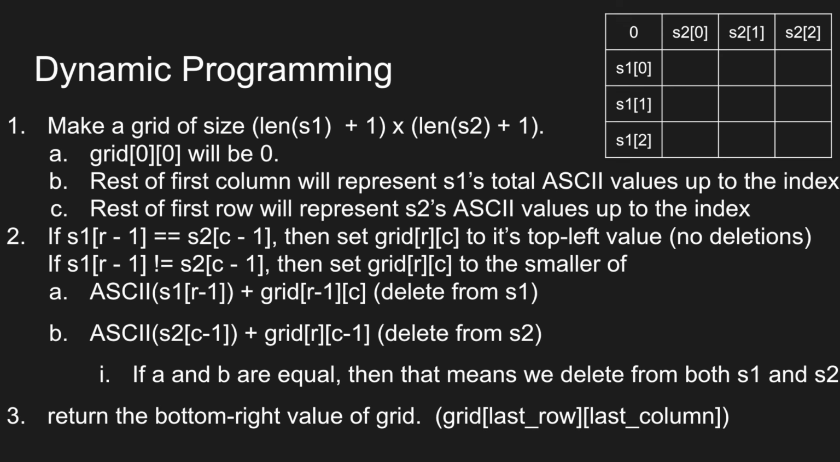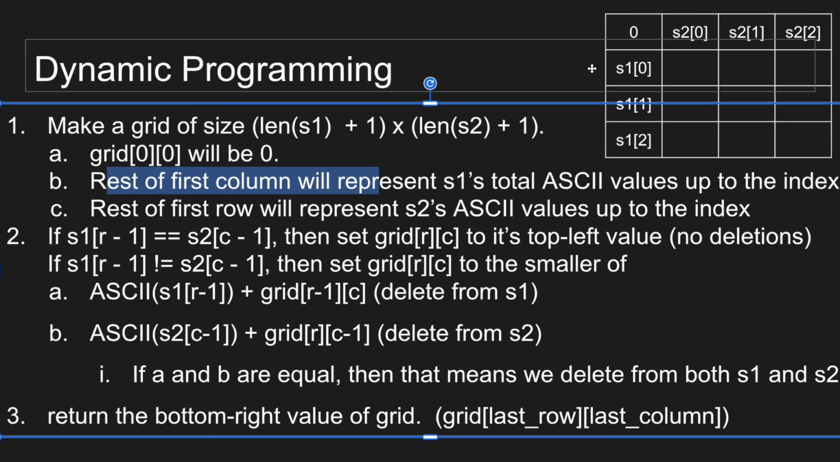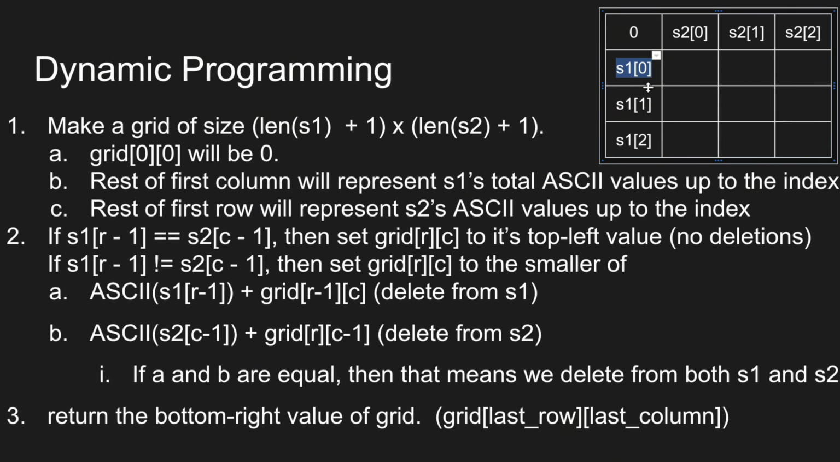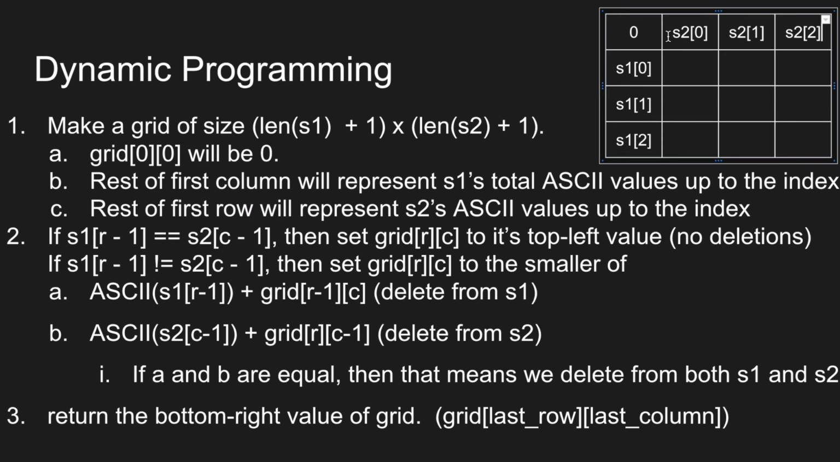To solve this problem, we can use dynamic programming. First, we will make a grid of size length of S1 plus 1 by length of S2 plus 1. Grid of 0, 0 will be 0, and the rest of the first column will represent S1's total ASCII values up to that index. So this would be the ASCII value of this character, this will be the ASCII value of this character plus this character, and this will be the ASCII value of these three characters added up. And the same will be for the first row. It will represent S2's ASCII values.